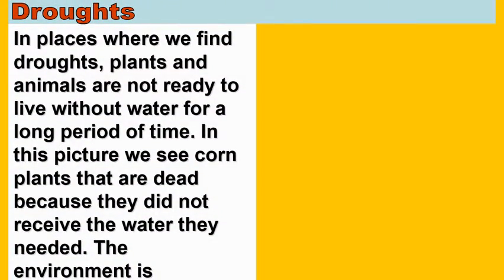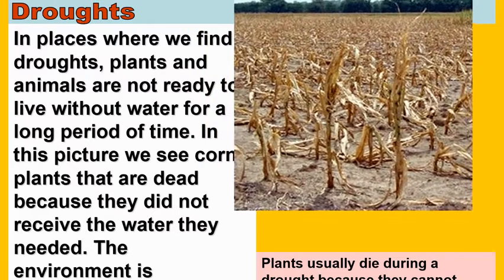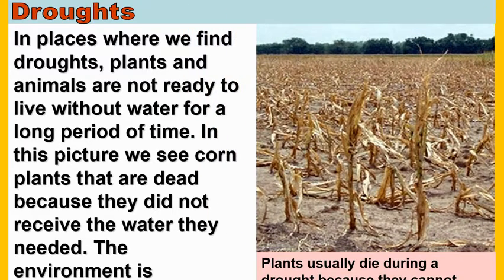In places where we find droughts, many plants and animals are not ready to live without water for a long period of time. In this picture, we see corn plants that are dead because they did not receive the water they needed. The environment is experiencing a drought. Plants usually die during a drought because they cannot move to other places.